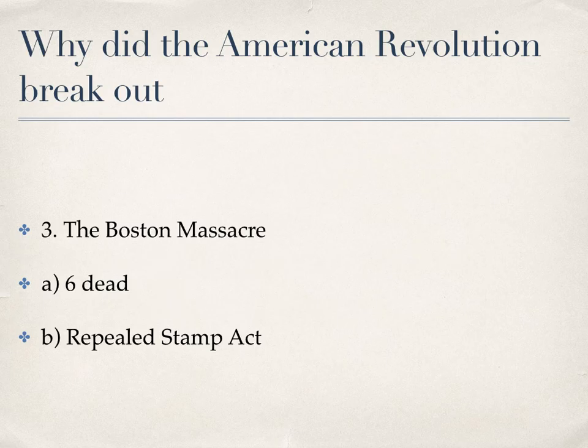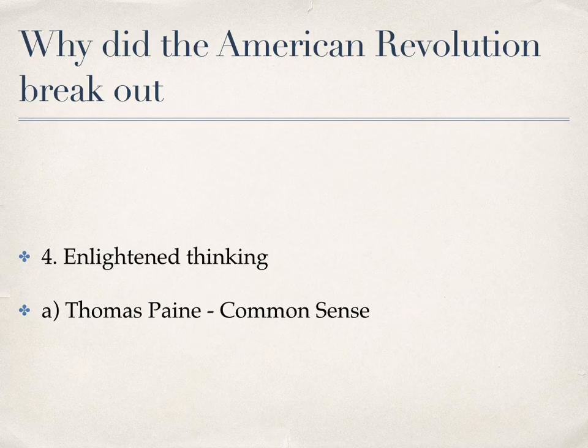Another reason why the revolution broke out was the Boston Massacre. So this happened in 1770. They were protesting against the taxes, the introduction of the Stamp Act, and 6 people were dead. Now, the Stamp Act was repealed, but other taxes were put in place instead of it.